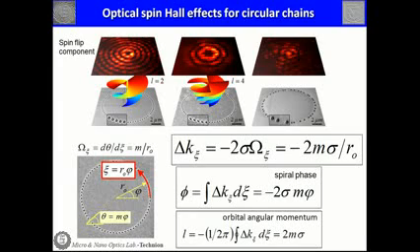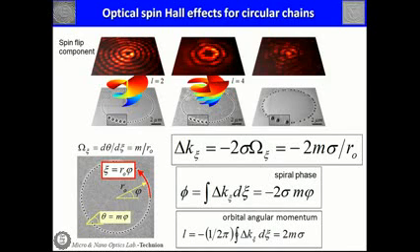So we can calculate the spatial rotation rate, and the spin-dependent momentum shift delta k is proportional to 1 over R. Integrated, it results in a spiral phase where the topological charge, or the orbital angular momentum per photon, is equal to 2m sigma.